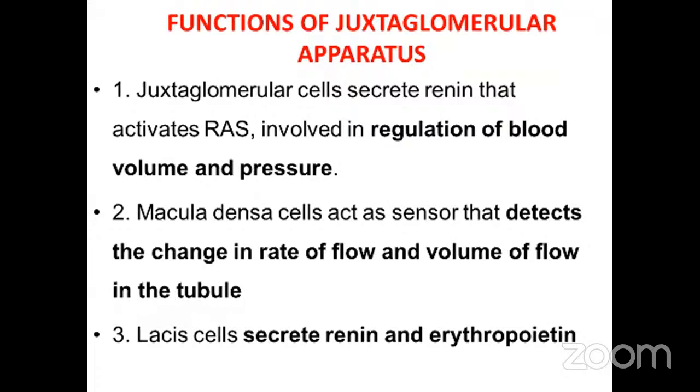So, what are the functions of the juxtaglomerular apparatus? Juxtaglomerular cells secrete renin, which is involved in the activation of the renin-angiotensin system and regulates the blood volume and the blood pressure. Second, macula densa cells act as sensors, detecting changes in the rate and volume of flow in the tubule. Third, Lacis cells, or messenger cells, secrete renin and erythropoietin, which is the main hormone for erythropoiesis. So these are the functions of the juxtaglomerular apparatus.